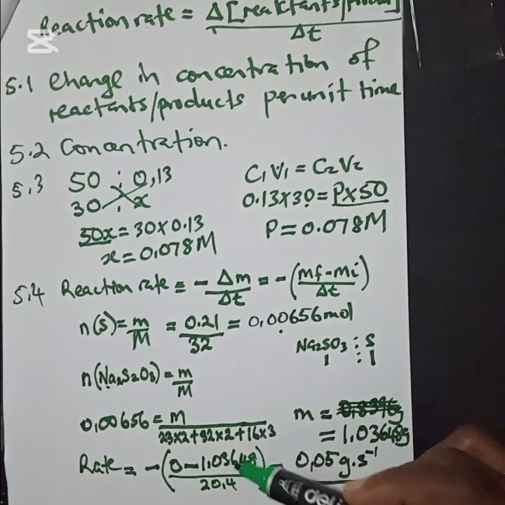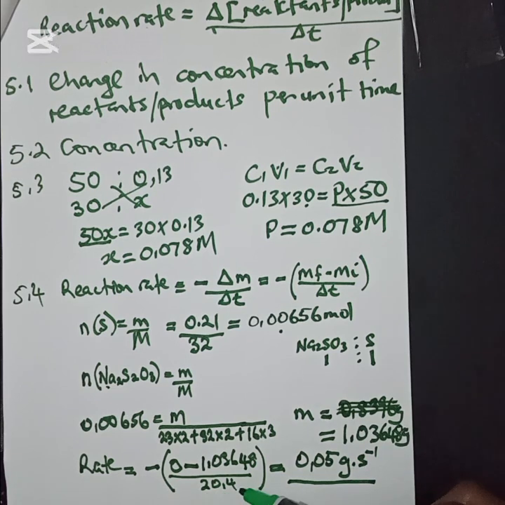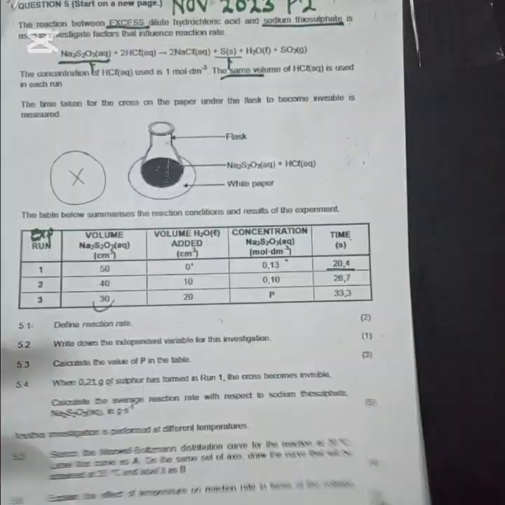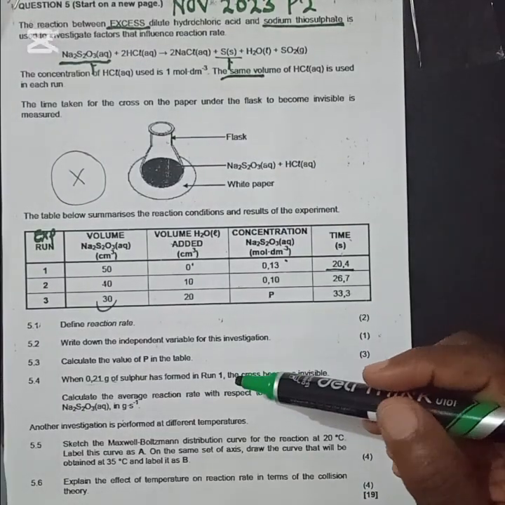This is change in mass in grams over change in time in seconds, hence our unit is grams per second. So we are done with 5.4. Let us move on to the next question.